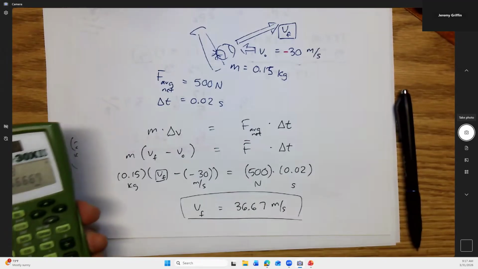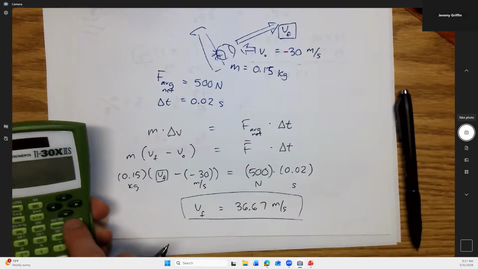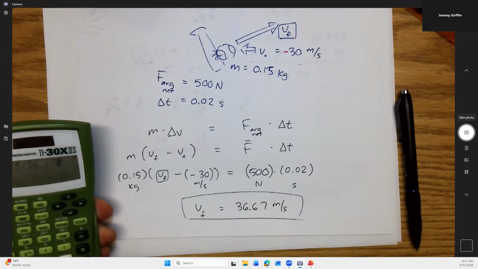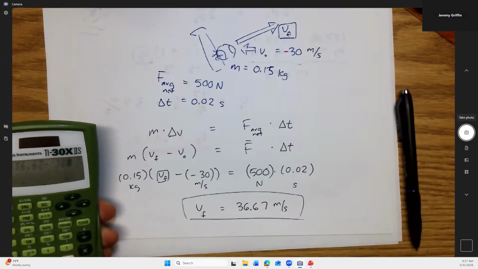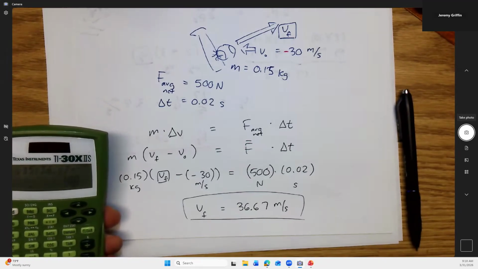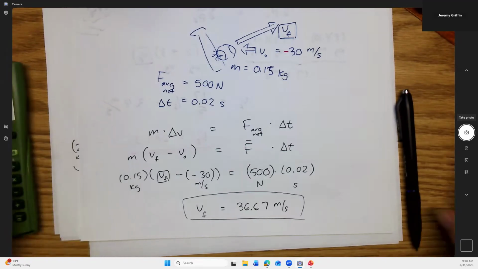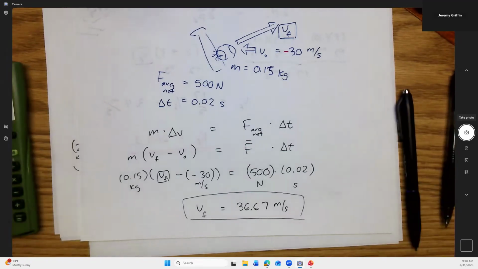Let me double check my answer. 0.15, miles per hour. Yes, that's right. Anyways, all right, there we go. You guys can solve impulse. You guys good with impulse?